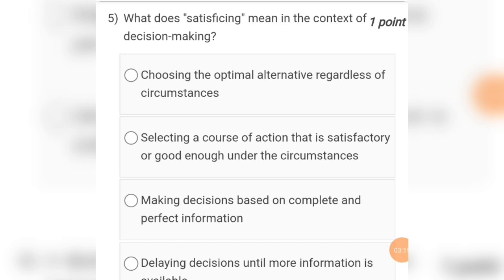Question number 5: what does satisficing mean in the context of decision making? Option A is choosing the optimal alternative regardless of circumstances. Option B is selecting a course of action that is satisfactory or good enough under the circumstances. Option C is making decisions based on complete and perfect information. And option D is delaying decisions until more information is available. So the answer will be option B, okay, selecting a course of action that is satisfactory or good enough under the circumstances.